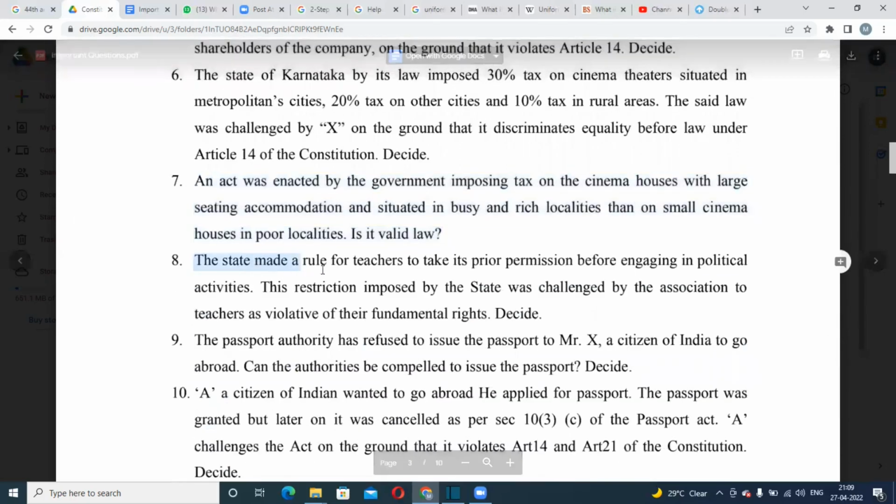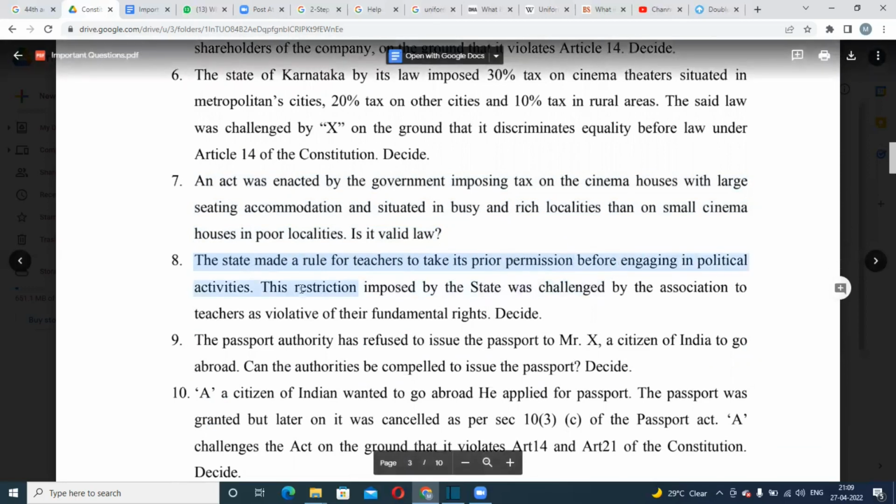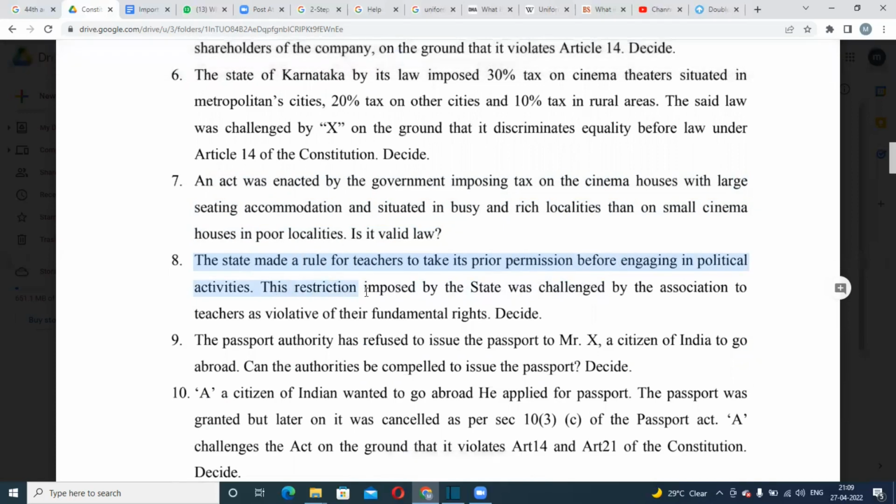The state made a rule for teachers to take its prior permission before engaging in political activities. This restriction imposed by the state was challenged by the association of teachers as violative of their fundamental rights.